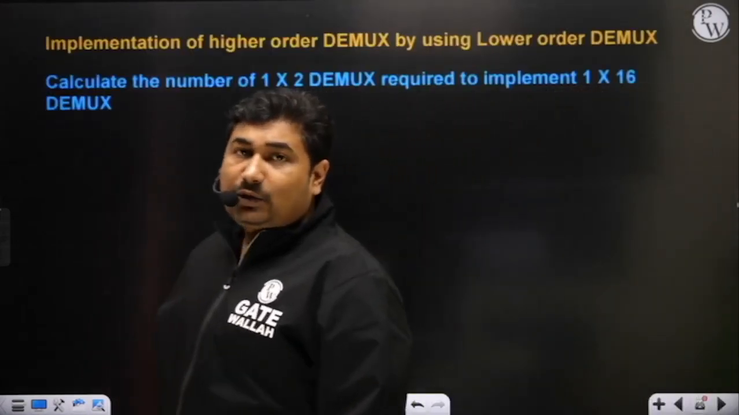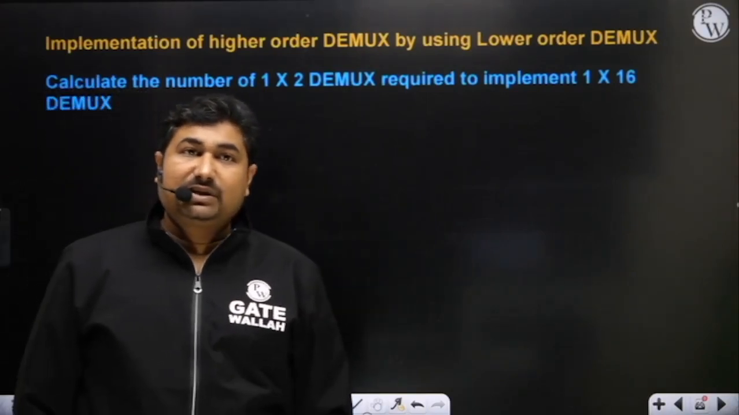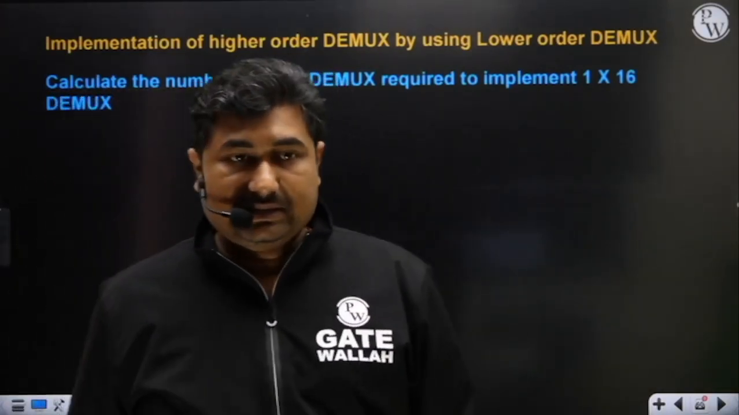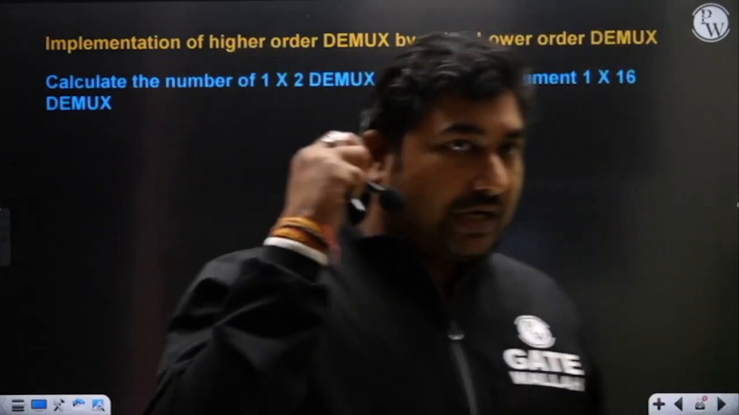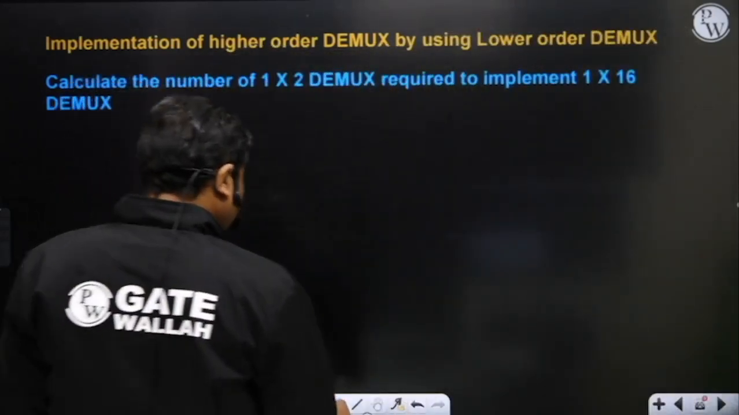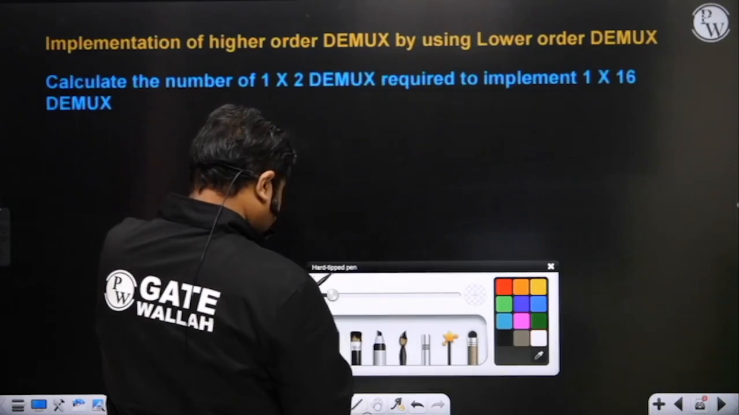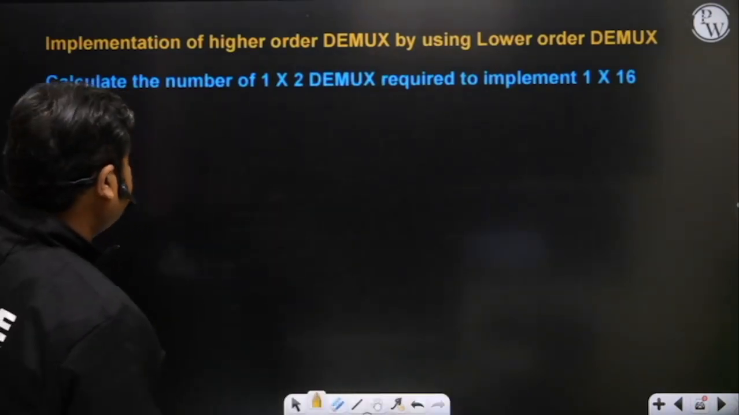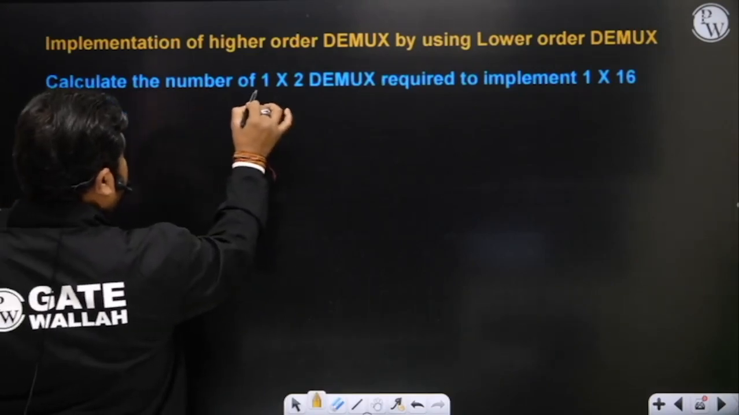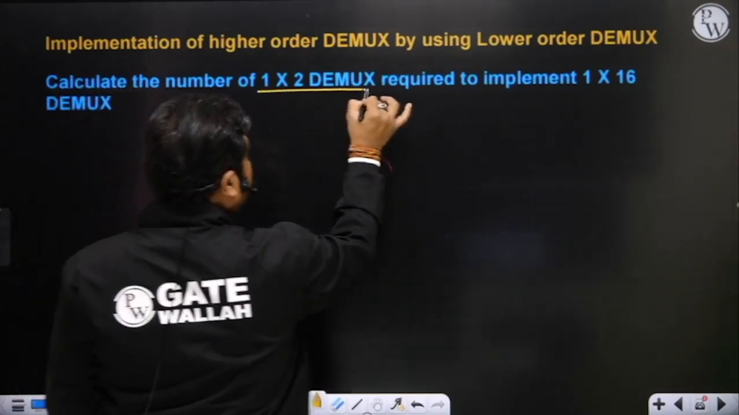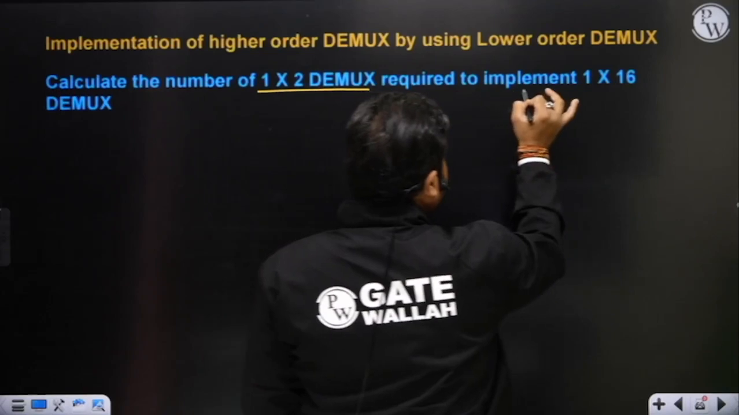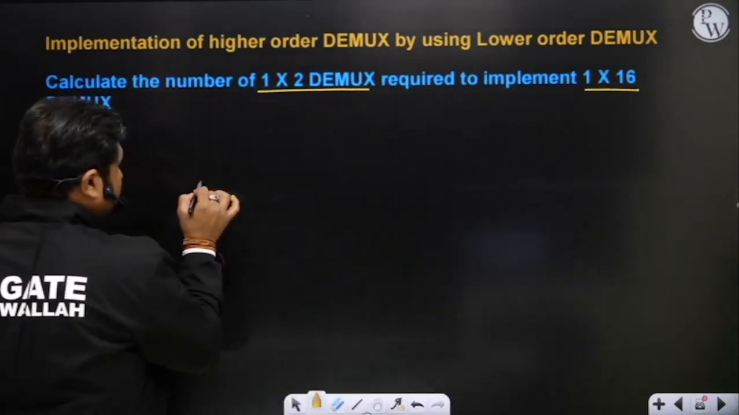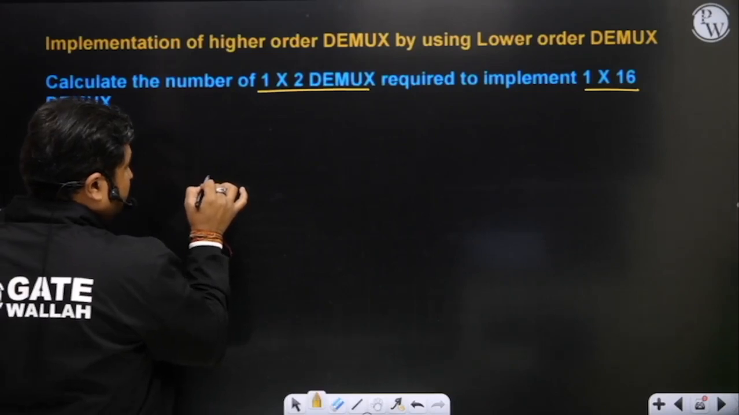Now, how to implement a higher order demux by using lower order demux? Please observe here. Suppose we have to find the number of 1 cross 2 demux required in order to implement a 1 cross 16 demux. So you have to do it in the same fashion.